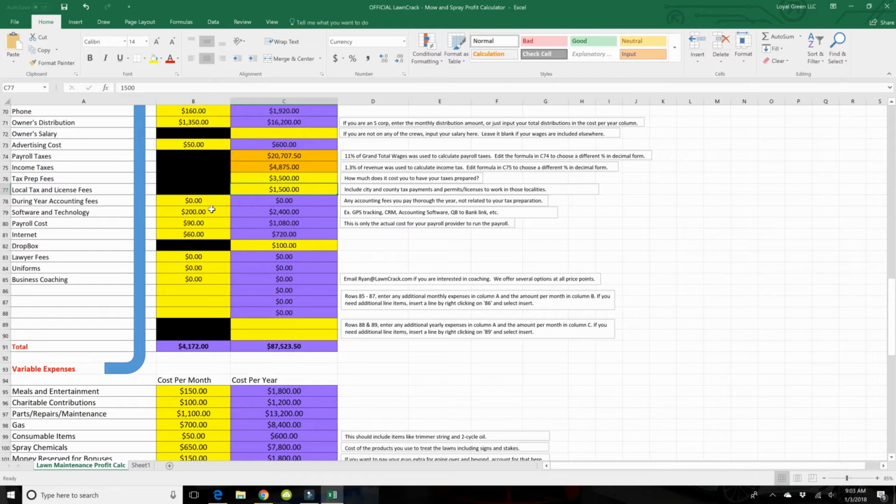So I'm saying $200 a year total for software and technology, apart from my phone, and then I have Dropbox as its own category right here. Payroll costs, so I had Paychex doing my payroll. I can't recommend them, but it cost me about $1,000 for them to do the payroll and shoot me my W-2s. Internet costs $60 a month, came out to $720 a year. We already hit Dropbox. Lawyer fees, I didn't retain a lawyer this year or have any lawyer fees, so $0.